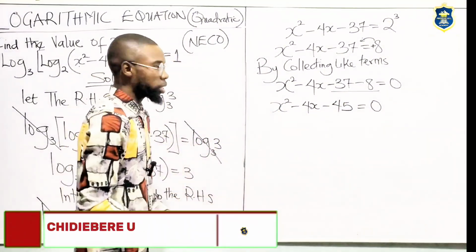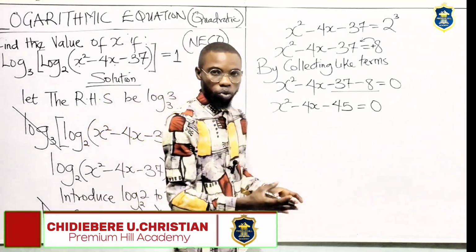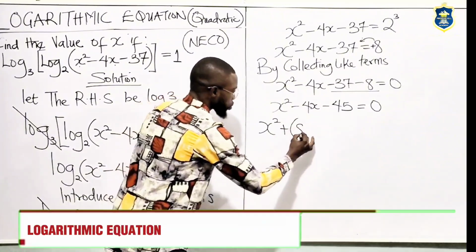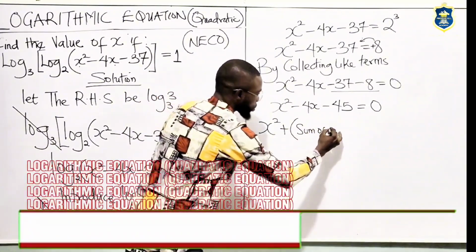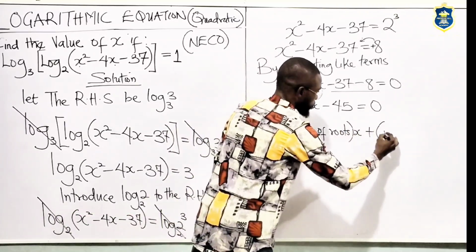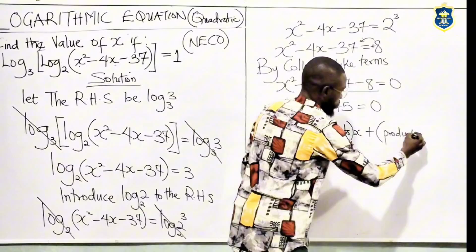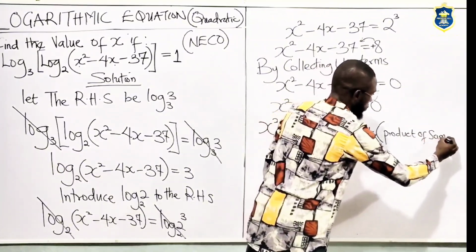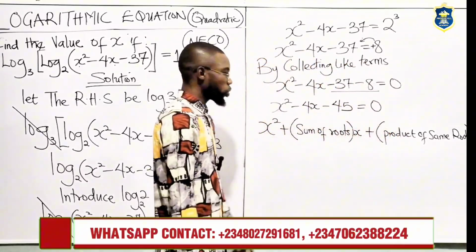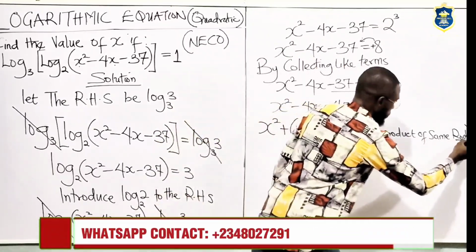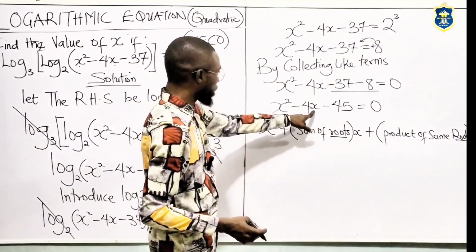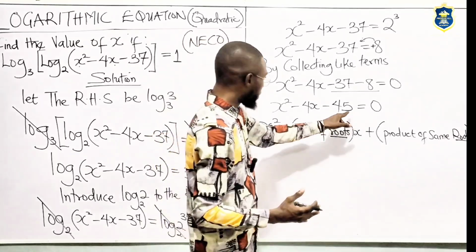How do we solve this further? In a quadratic equation, there is a formula I'm going to give to you. Look at the formula. It is x squared plus the sum of roots x plus the product of the same roots equal to 0. So what does this word root mean? Root means two numbers that we can add. If we add them, we'll get minus 4, and if we multiply those same two numbers, we'll get minus 45.